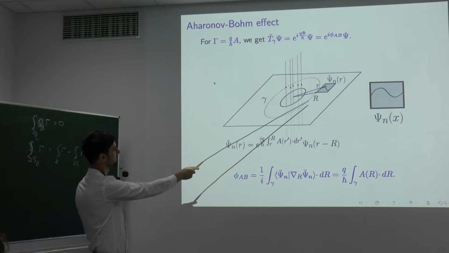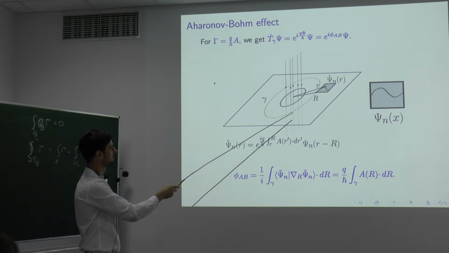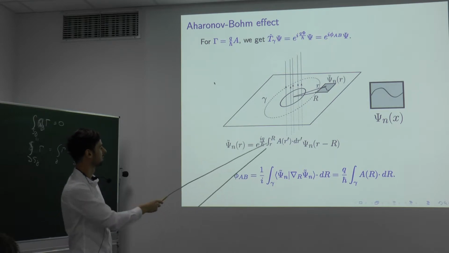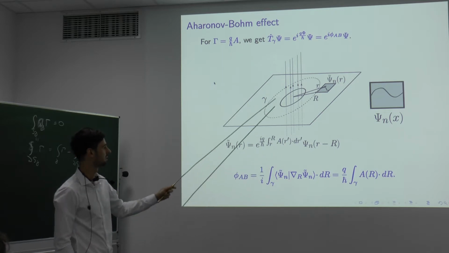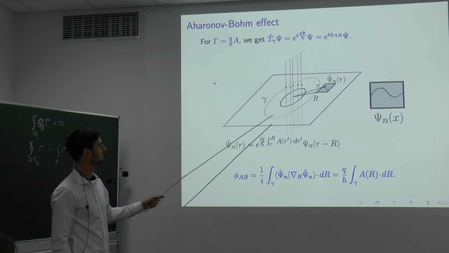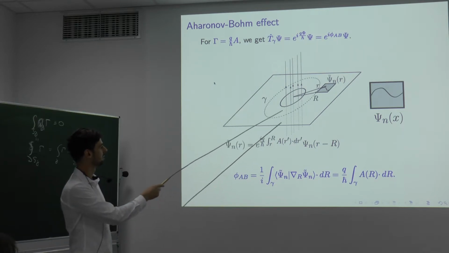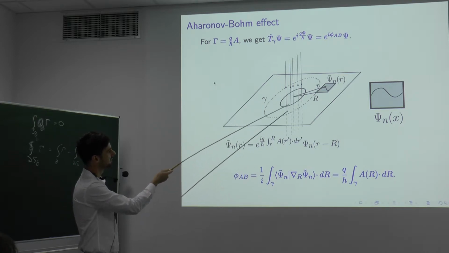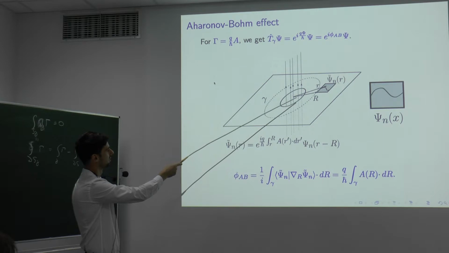So in the region where the box is, there is no magnetic field, but the magnetic vector potential, if you solve for it, is non-vanishing outside of this hole. This is precisely the connection one form that we have. And when we transport the wave function slowly along such a loop, when we transport the box, which is in some state psi n, then we get some phase factor.